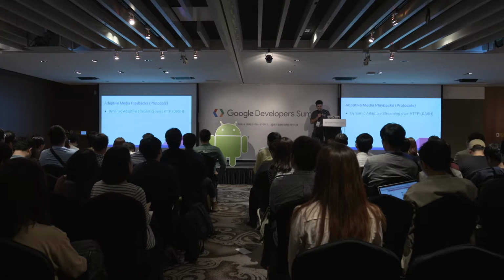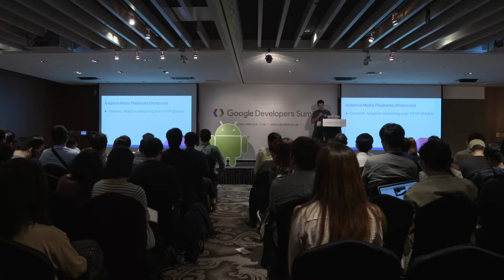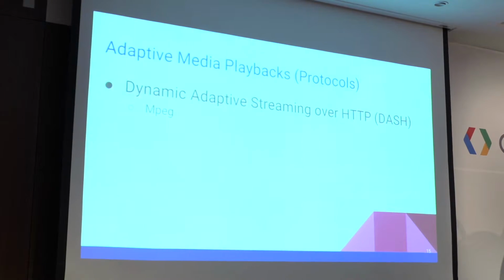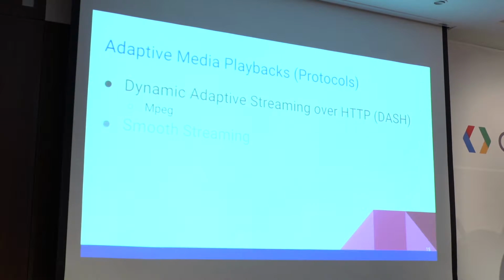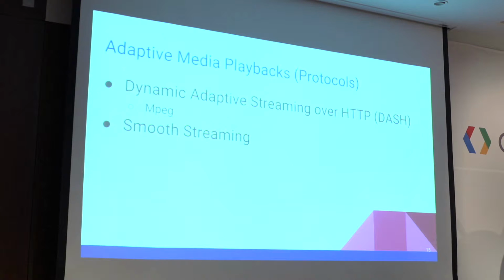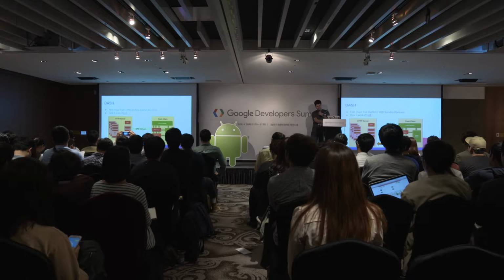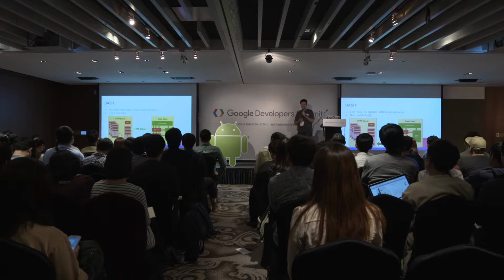So let's look at some of the protocols. The first one is Dynamic Adaptive Streaming over HTTP, made by MPEG. I think Microsoft and some other companies worked on it also, so they have a white paper for it. Next one is Smooth Streaming, made by Microsoft. And the third one is HTTP Live Streaming, which ExoPlayer hardly mentions because it's made by Apple. So let's start with Dash.